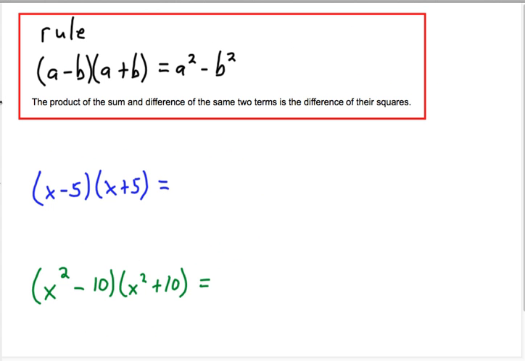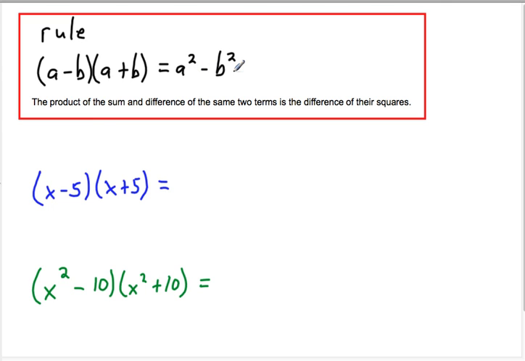So that leads us to a rule. Here's the rule in algebra form here. And then here's the words of it. The product of the sum and difference of the same 2 terms is the difference of their squares. So the product, we have the binomials we're multiplying, of the sum, so the plus, and the difference, the minus, of the same 2 terms, a and b, is the difference of their squares. So the square minus the square.